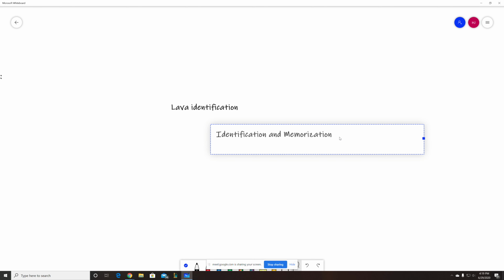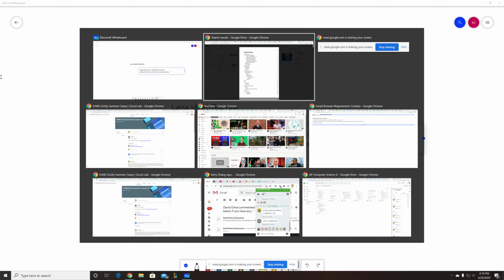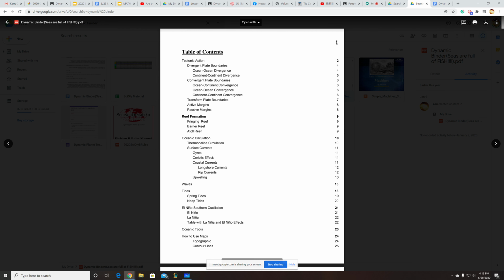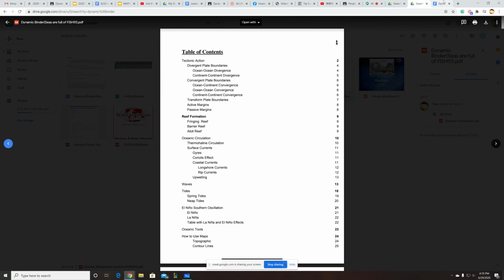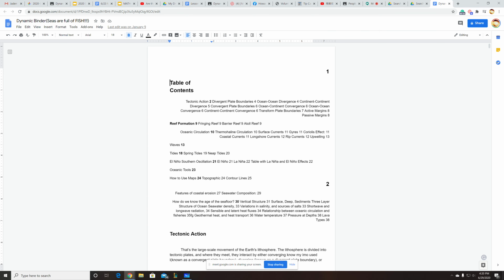Identification is built on memorization, but the key part is that in every test there's identification and memorization. Wait, what? Why is it not typing? Now, to get into the basis of what identification and memorization are, actually, I should just tell you what that is. Oh, this is so useless. I just need a Google Docs. This is not helpful.